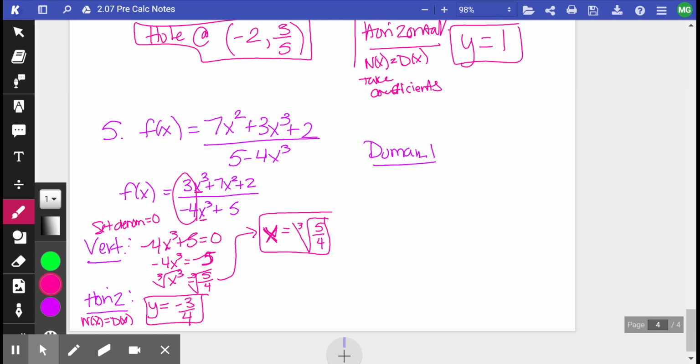And then lastly, our domain. We've already set our denominator equal to 0, so we know where it's going to be undefined. So we can just now say our domain, I'm going to put it in set builder notation, is x, where x is an element of the real numbers, and x cannot equal the cube root of 5 over 4. Even if you just wrote that out in words, x is a real number and x cannot equal the cube root of 5/4. That's the only restriction here. So wherever you have a vertical asymptote, that's going to affect your domain.